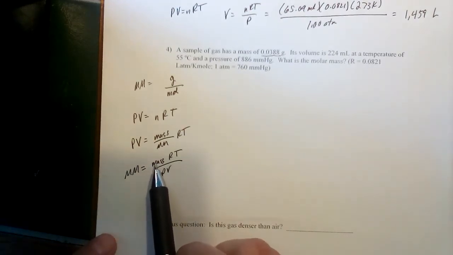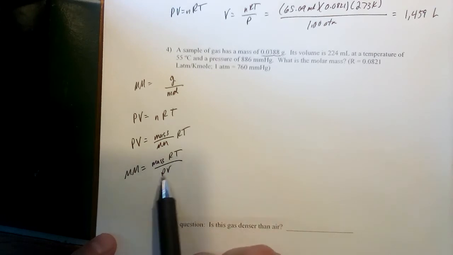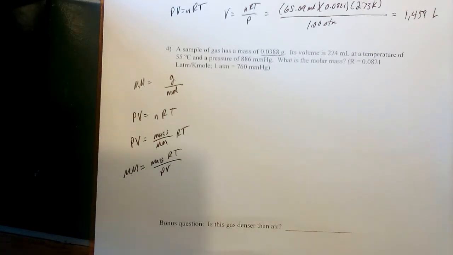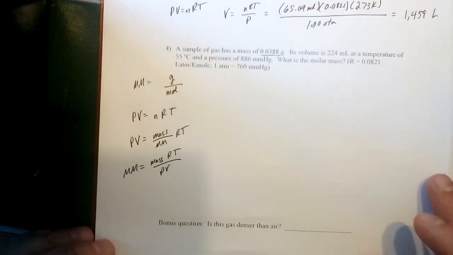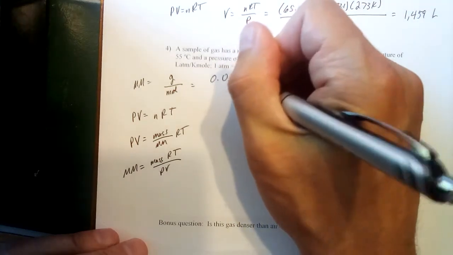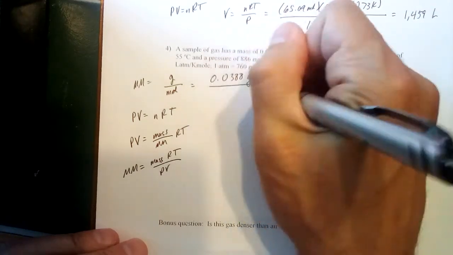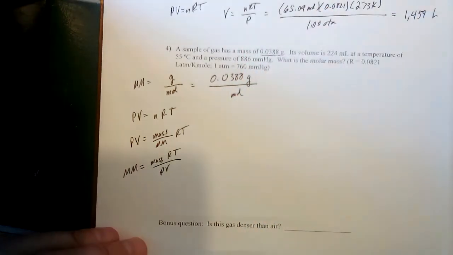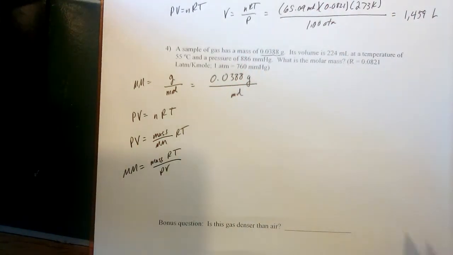Now we have to just plug in mass, R, the temperature, the pressure, and the volume in the right units. So that's one way you could approach this problem as well. I do kind of like this one because I already have the mass, to just take that mass, put it on top of a fraction, figure out how many moles of gas there are, and then plug it in there and solve for the problem.